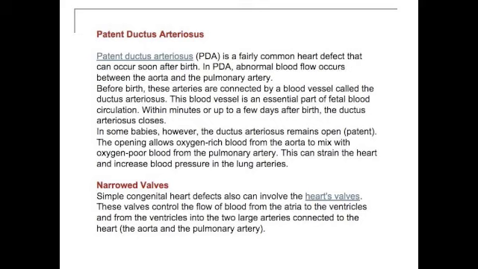In some babies, however, the ductus arteriosus remains open. The opening allows oxygen-rich blood from the aorta to mix with oxygen-poor blood from the pulmonary artery. This can strain the heart and increase blood pressure in the lung arteries. Narrowed valves. Simple congenital heart defects also involve the heart's valves. These valves control the flow of blood from the atria to the ventricles and from the ventricles into the two large arteries connected to the heart, the aorta and the pulmonary artery.